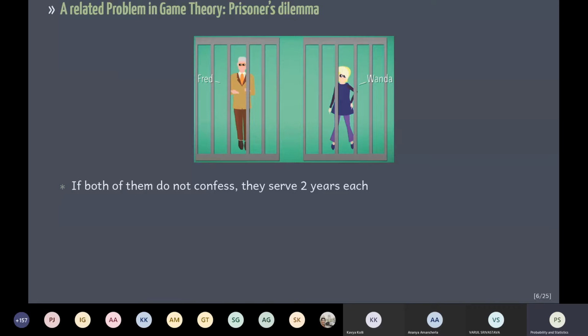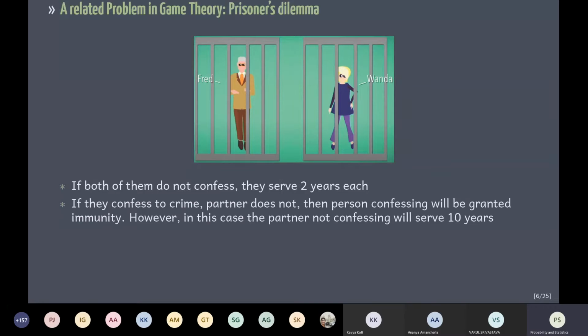If both of them do not confess their crime, then the police will give them a term of 2 years to serve in jail. If one confesses and the partner doesn't, say Fred confesses but Wanda doesn't, then the partner not confessing will serve 10 years, a harsh punishment. And the other way also: if Wanda confesses and Fred doesn't, then Fred will serve 10 years and Wanda will be released.